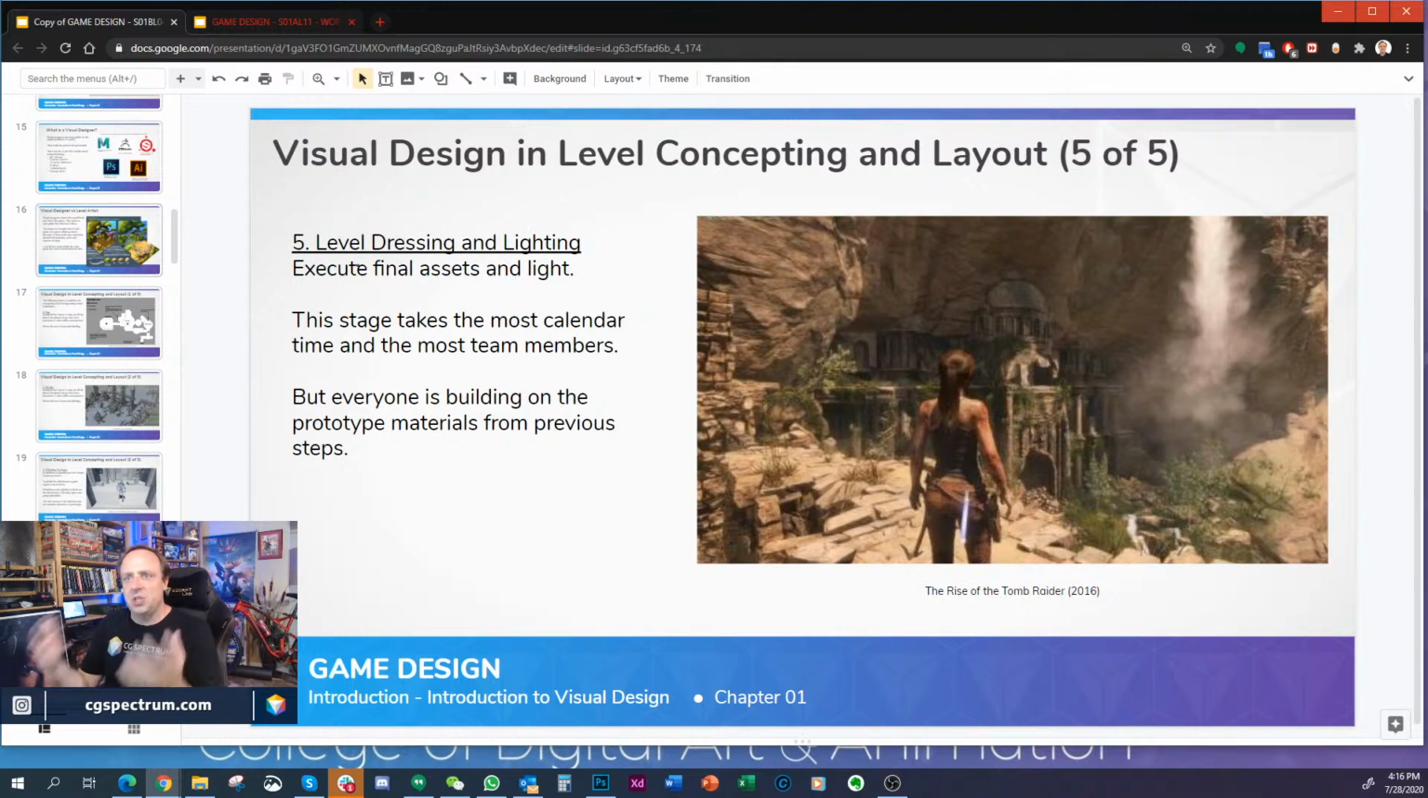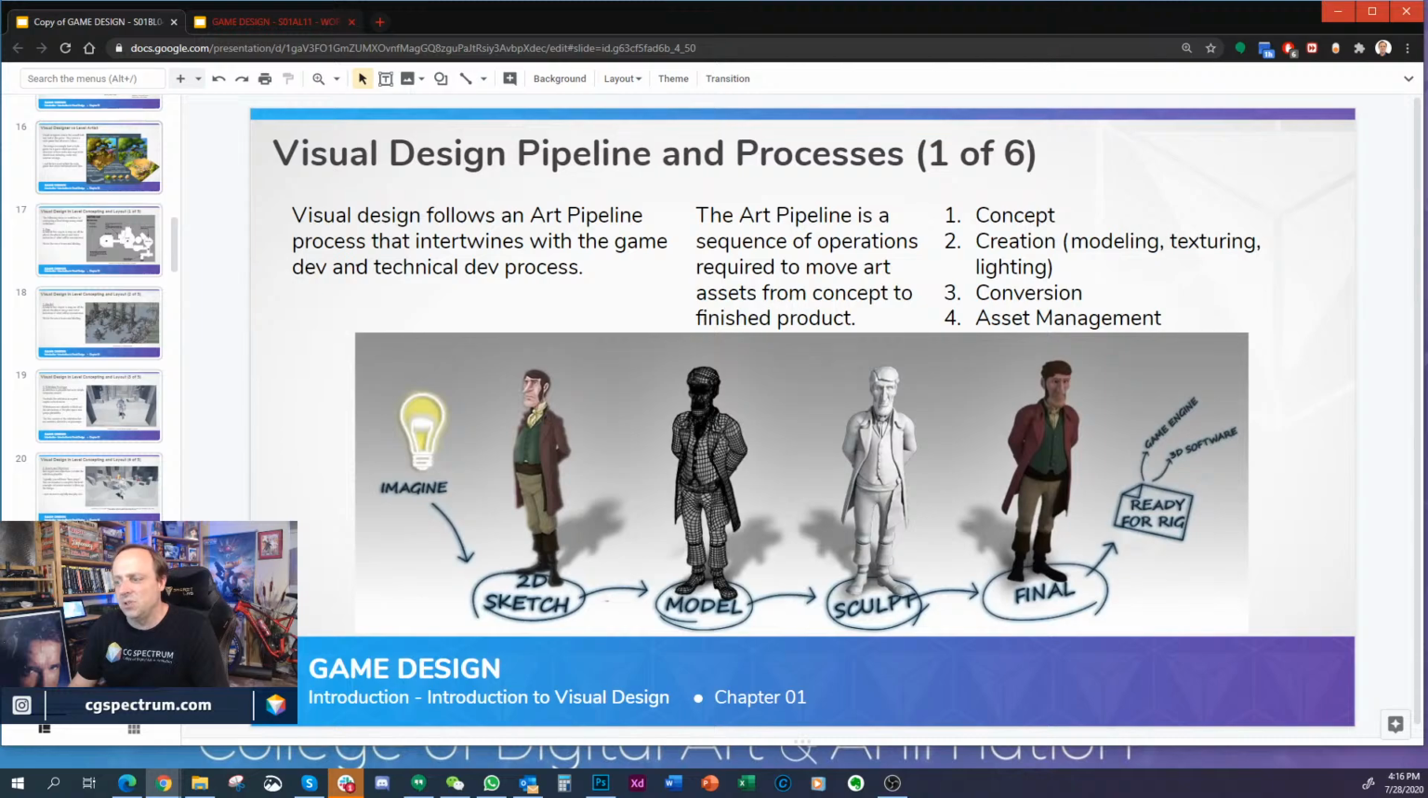As you continue to progress these levels, everything is just going to keep getting better and better. But again, this is just talking you through some of these ideas about how you take something from a 2D sketch to a model, to sculpting it, to the final version.